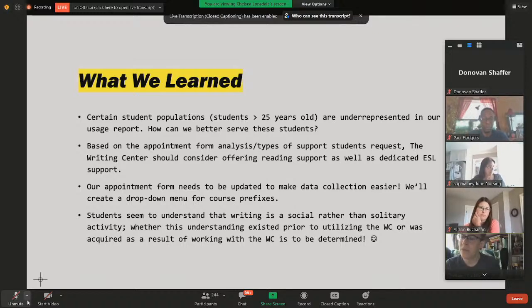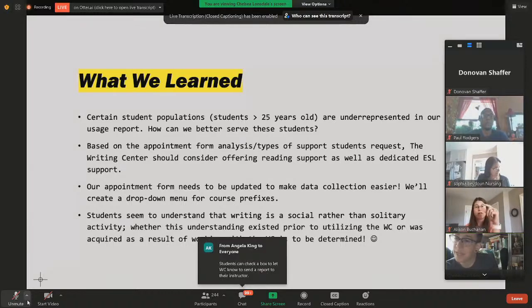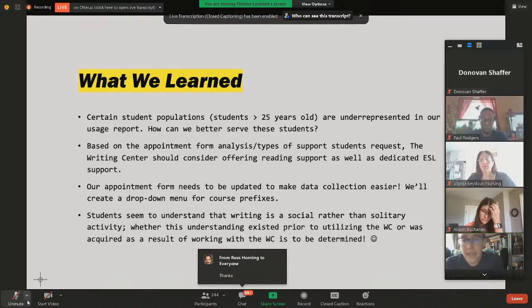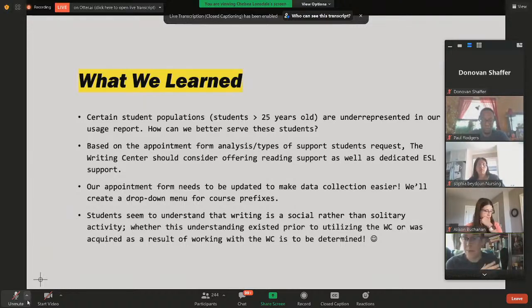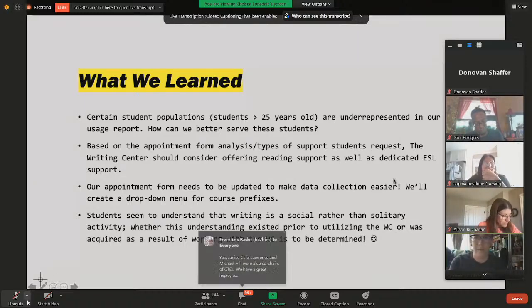We need to update our appointment form to make data collection easier. So one thing we'll do is create a drop-down menu for course prefixes. Right now, students enter that themselves, and so English 131 can look like 45 different ways of saying that, which makes it kind of hard to collect data there. And then lastly, it seems like students understand that writing is a social rather than a solitary activity. Whether they grasped this before they used the Writing Center, or the Writing Center is helping them understand this, we did see that that was present in how they talk about themselves as writers and their writing, and that's definitely a good thing.